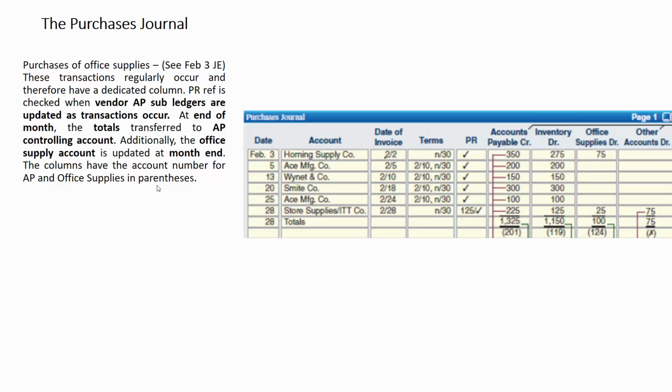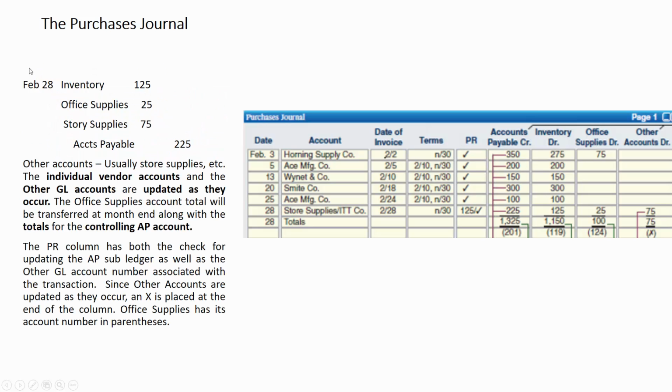So I just sort of repeated that first journal entry that we looked at on February 3rd, just in case you had one that was just a purchase of office supplies. Now here we have the one that's a little bit more complicated, and this is the one on the 28th when we're purchasing store supplies.